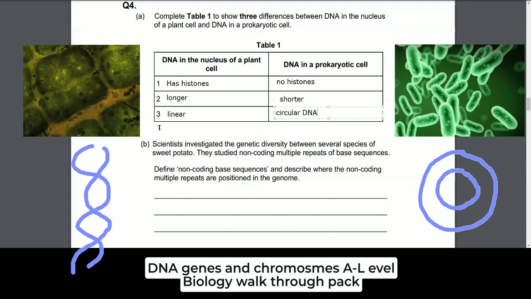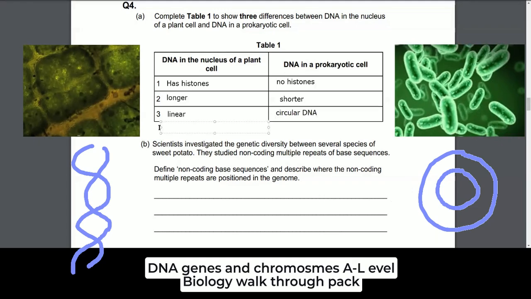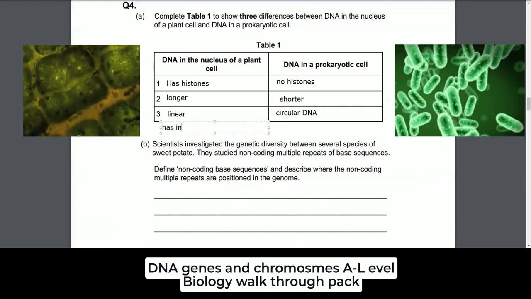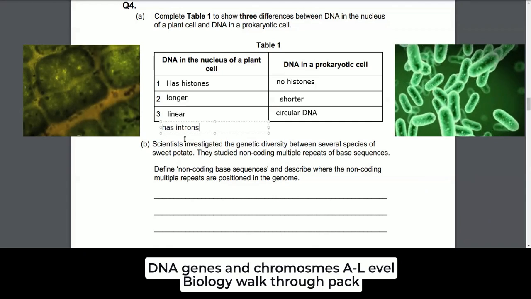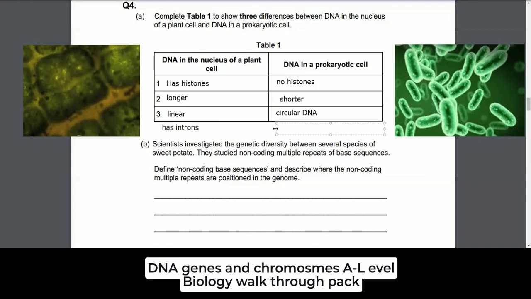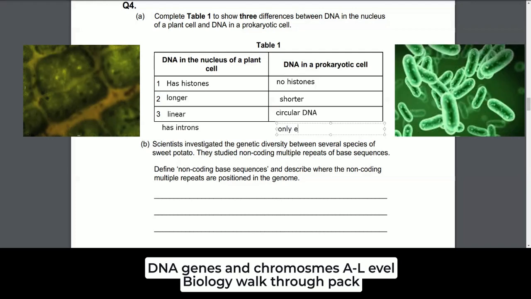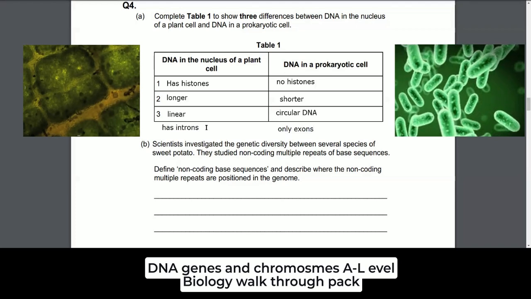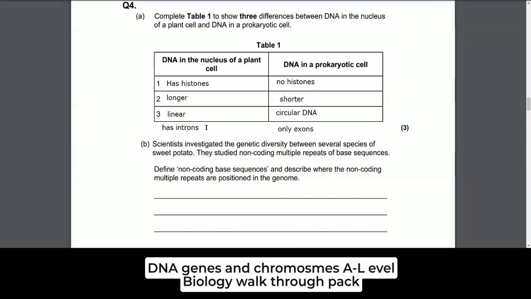There's a couple of other things that we can mention. These are all alternative answers. Plant cell has introns. Remember the junk DNA, the non-coding DNA. A prokaryotic cell only has exons. It only has coding DNA. So there's a couple of other little things there.